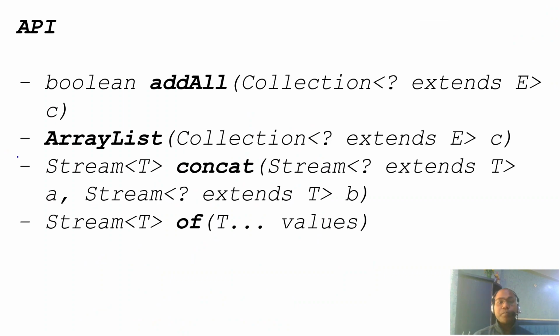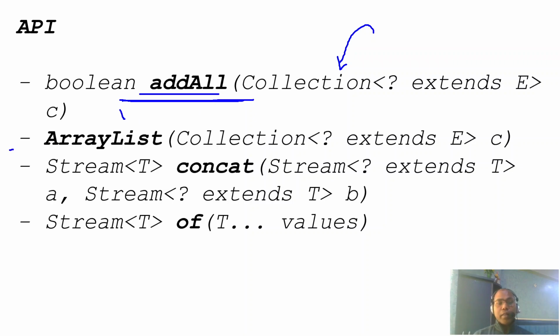So first we use the addAll function. This addAll method is available inside the List interface, and it consumes a Collection. Any collection, a list or a set, you can pass, and this will add the data.